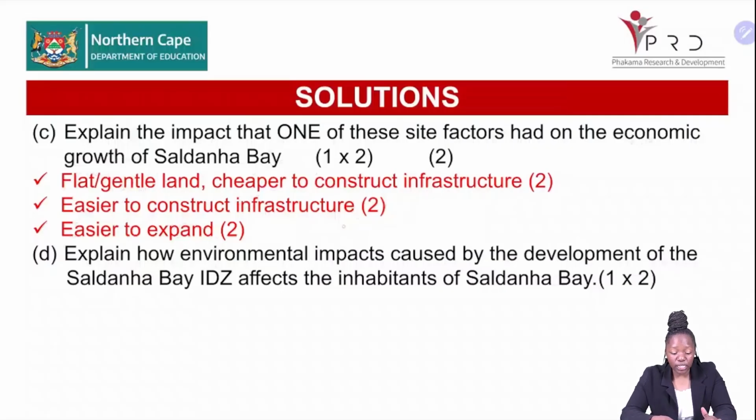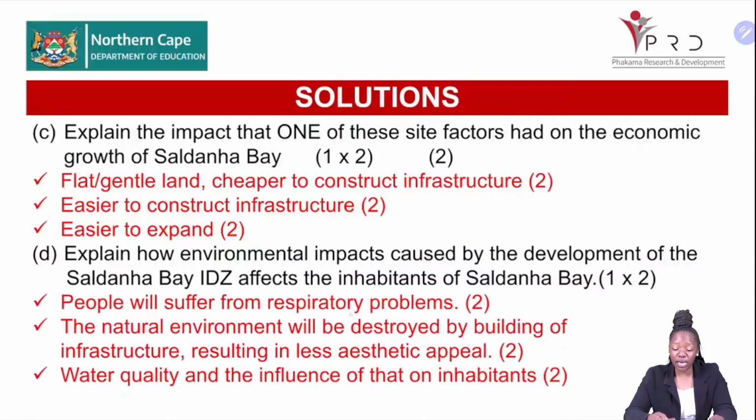Then at D, you explain how the environmental impact caused by the development of the Saldanha Bay IDZ affects the inhabitants of Saldanha Bay. So, people will suffer from respiratory problems. Remember, we're looking at the environmental impacts. So what are those environmental impacts? There could be air pollution in that area. So if there is air pollution, even water pollution, air pollution will now affect people. They will not be able to breathe properly because of that environmental impact. So people will suffer from respiratory problems, and that will give you 2 marks.